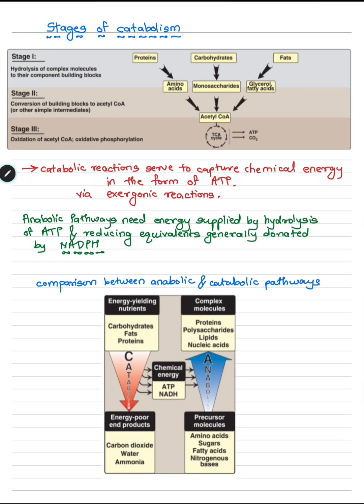Coming to catabolism, it occurs in three stages. Proteins, carbohydrates, and fats are broken down into their monomers: amino acids, monosaccharides, and glycerol and fatty acids. They are eventually broken down into acetyl-CoA, which goes to the TCA cycle to form ATP. This is catabolism. And when ATP is used for synthesizing proteins, polysaccharides, lipids, and nucleic acids, that is anabolism. Anabolic pathways generally utilize NADPH as the donor of reducing equivalents.